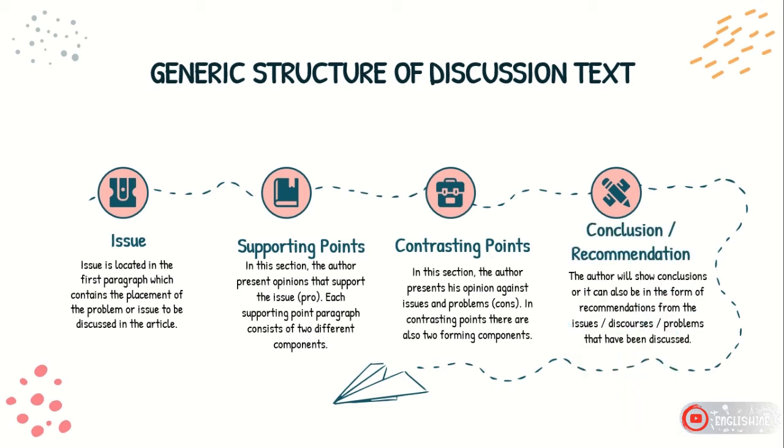And the last is conclusion or recommendation section. The last generic structure of discussion text is the author's conclusion or recommendation on the issue being discussed, in the hope that the reader can follow and agree with the author's opinion. In this section, the author presents a conclusion or can also recommend from the issues or problems that have been discussed.